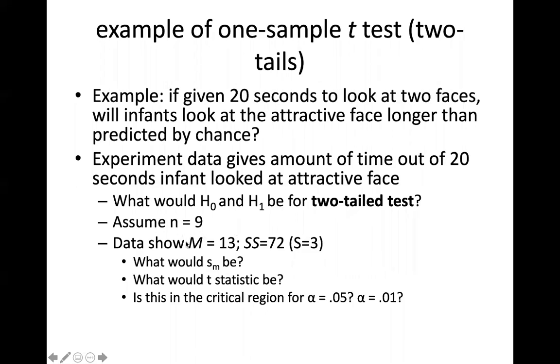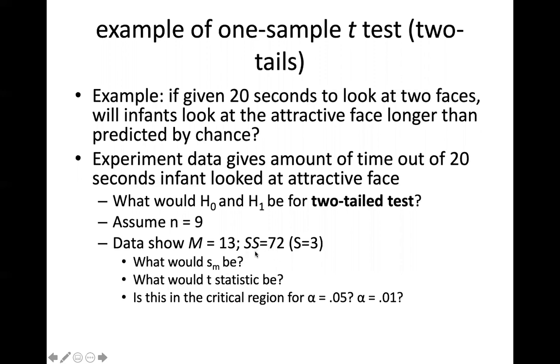Our sample mean is 13. What this means is that when we actually collected data from those 9 babies, the actual mean amount of time that those babies spent looking at the attractive face was 13 seconds. I'll say that again. The sample mean M is 13, which means on average, those 9 babies spent 13 seconds out of the 20 looking at the attractive face.